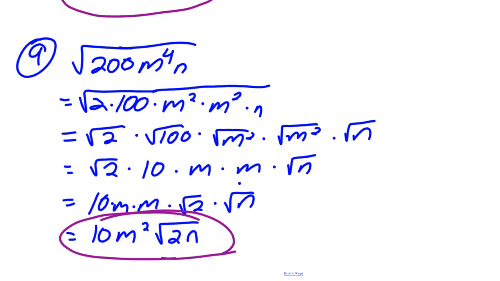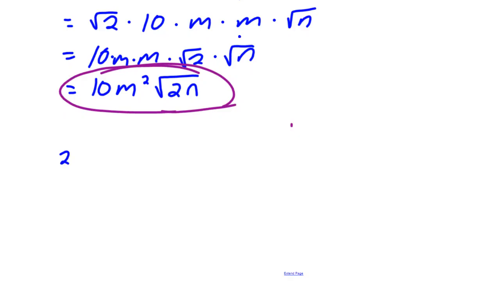Now, I just want to point out really quick, there is a little bit of a shortcut to this. If we look at the square root of m to the 4th, what you can do is take the power, 4, and divide it by 2, which will give you 2. That means that your answer to this problem would be m squared.